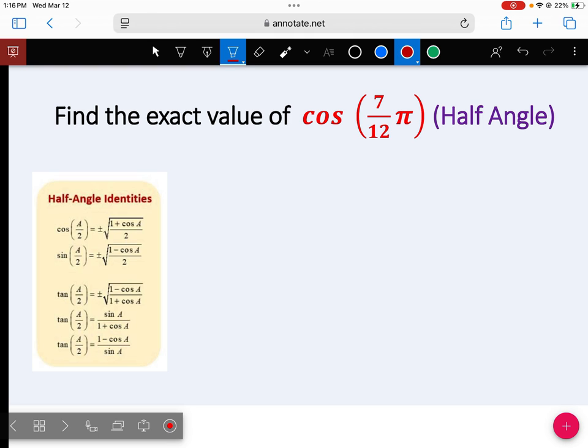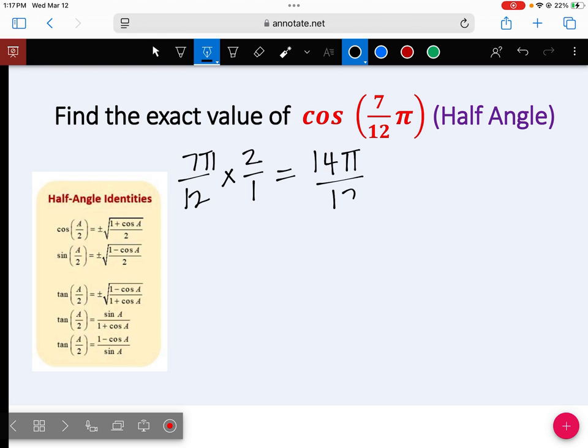So what you would do is double that. So if I double this, if I take 7 over 12 times 2, then what would I get? 14 pi over 12. Which means that this is half. Okay, so this is my angle. Now, what is this reduced down to? What is 14 over 12 reduced down to? 7 pi over 6.